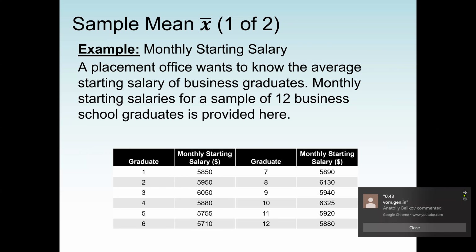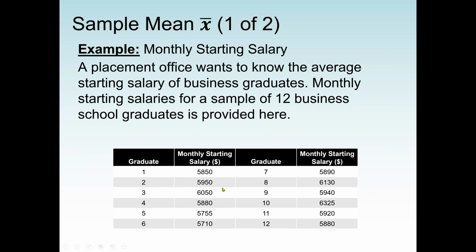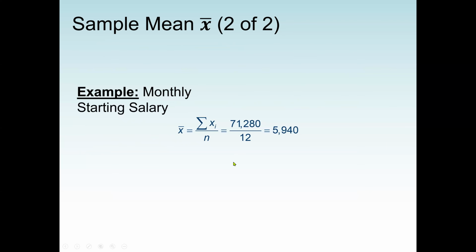In Excel, we have a special function for it. Another option is that we can enter the formula, which means I add all the values, then divide by the number of values, or we use the function. We shall go through that in a few minutes. So here we have all the graduates' starting monthly salaries, 12 of them. When we add them all, we get 71,280. Then we divide by the number of graduates, which is 12. So the average salary will be 5,940.